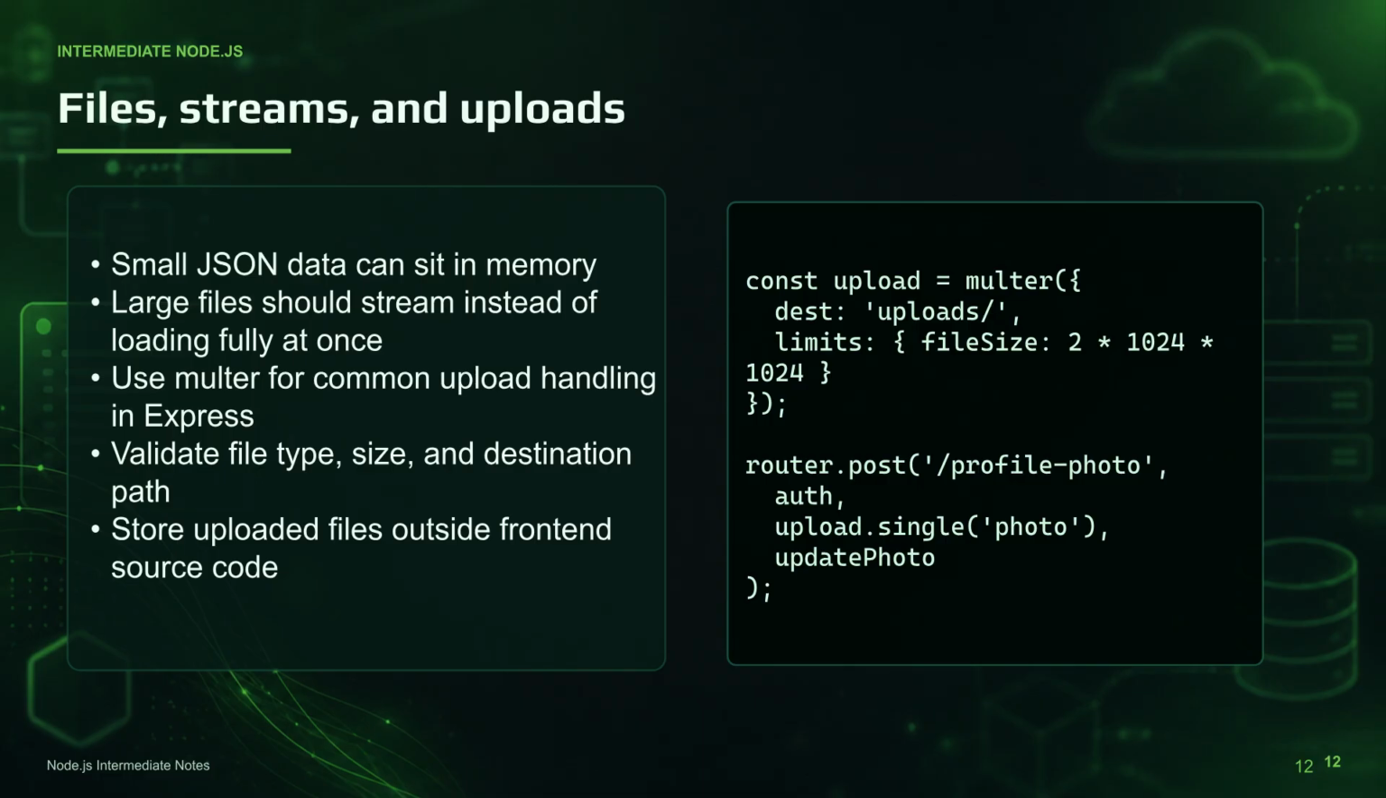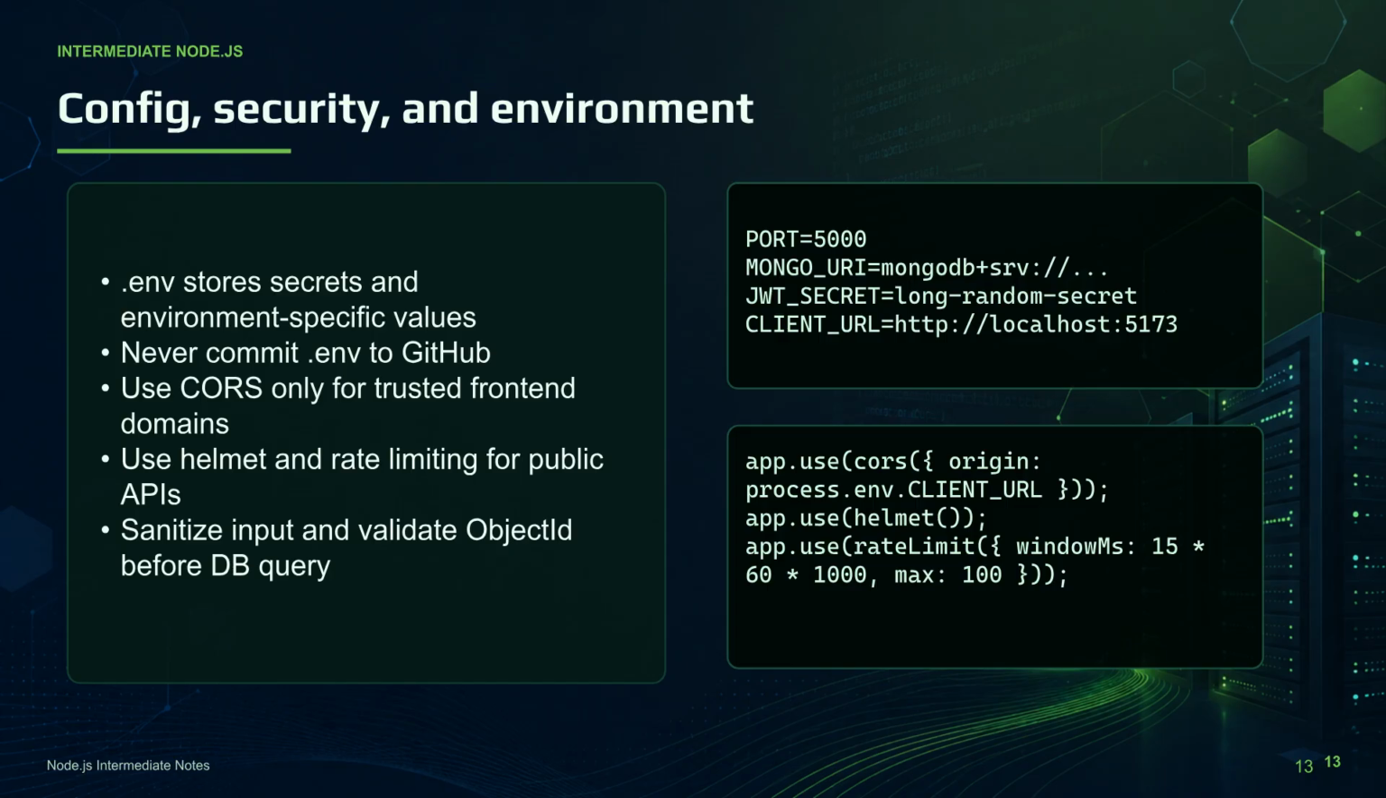For file management, stream large files rather than loading them entirely into memory. In Express, the Multer middleware is standard for handling file uploads. Ensure you validate file types and sizes, and store uploaded files in a location separate from your front-end source code.